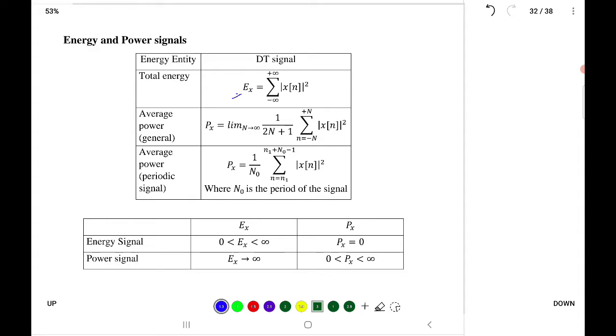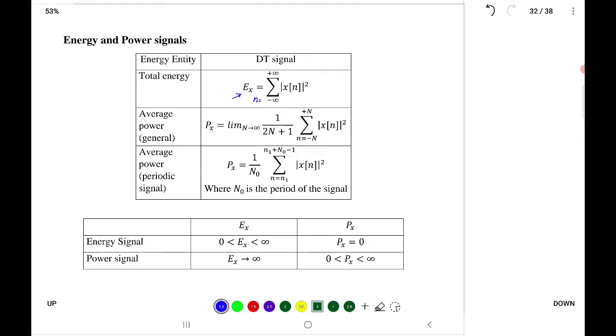To find the energy of a discrete time signal, or sequence, you square the magnitude of the signal itself, and then instead of integrating from negative infinity to infinity, you find the summation from n equal to negative infinity to n equal to positive infinity, and you find the energy. The power is the same thing. You make the summation from negative N to positive N and multiply by 1 over 2N plus 1.